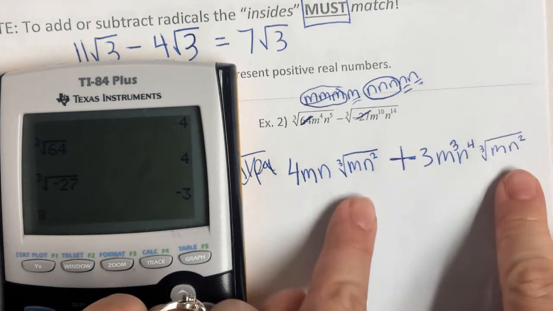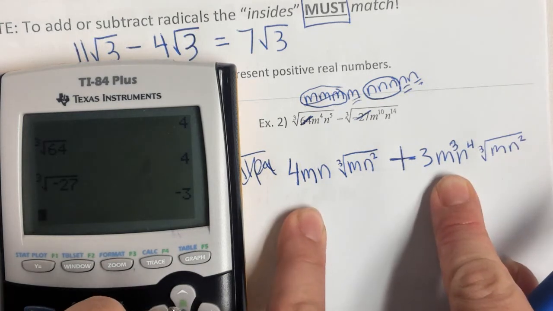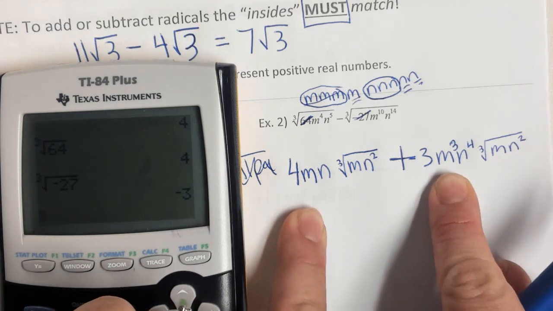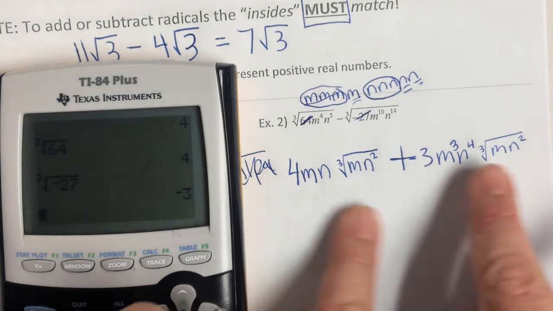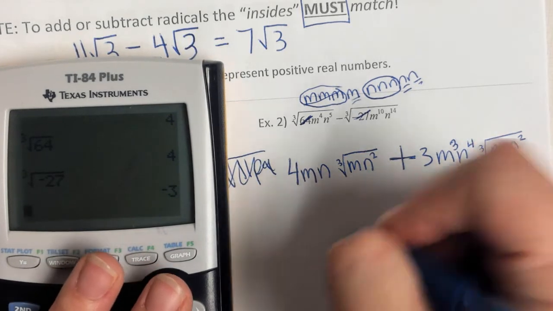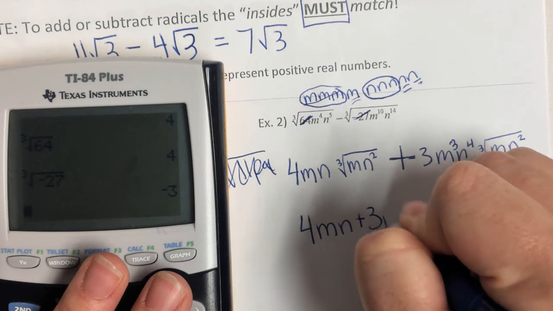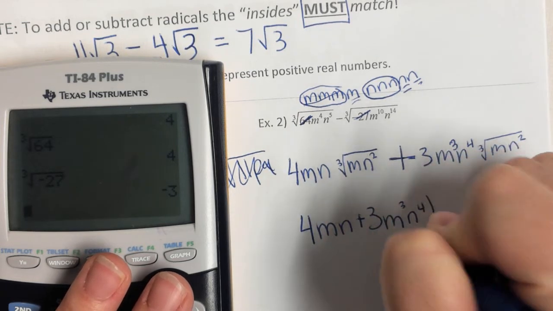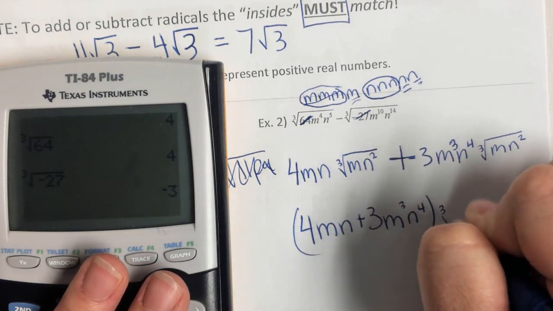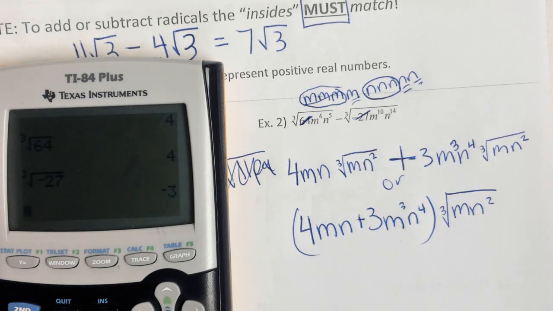Now, do these match? But are the first parts like terms? Therefore, this cannot be simplified even though they match, because these are not like terms. So there's another way you could write it. If you left it like this, I would accept it. You could also write it for mn plus 3m cubed n to the 4th. So you could also write it like that, and I would accept that as well. So like I said, I'll accept either of those as your answer.